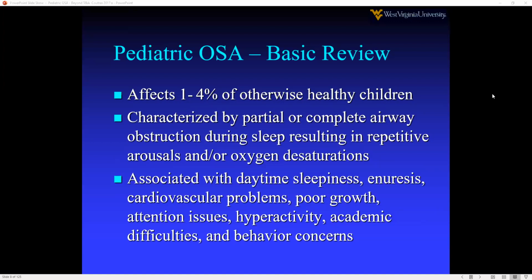Cardiovascular problems, not as big an issue in children, but poor growth, you'll see failure to thrive. Attention issues is a big thing. Many times ADHD is undiagnosed sleep apnea, as well as hyperactivity. And then you'll see academic difficulties. The bottom 20% of a class has a much higher number of kids with obstructive sleep apnea and sleep breathing disorders, and behavior concerns, of course.